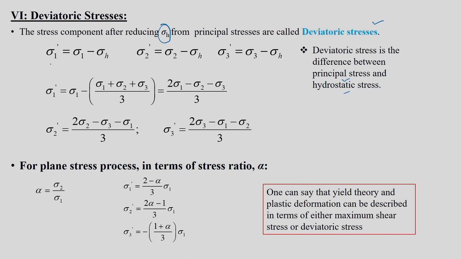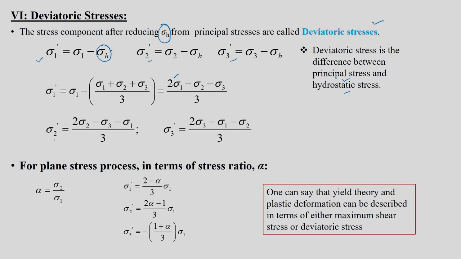So we can write each component. Sigma 1 dash is equal to sigma 1 minus sigma H. Sigma 2 dash is equal to sigma 2 minus sigma H. Sigma 3 dash is equal to sigma 3 minus sigma H. Now I know sigma H in terms of principal stresses. Just to simplify, sigma 1 dash is equal to sigma 1 minus (sigma 1 plus sigma 2 plus sigma 3) divided by 3. So you can take 3 sigma 1 minus sigma 1 plus sigma 2 plus sigma 3 divided by 3. That will become 2 sigma 1 minus sigma 2 minus sigma 3 divided by 3.